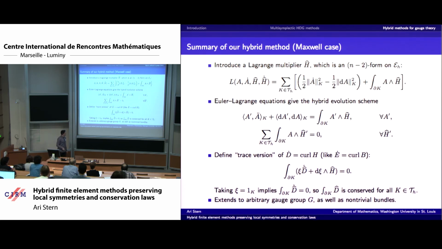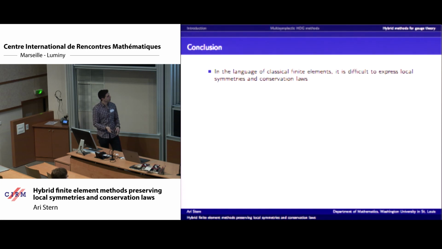Right, and this idea extends to arbitrary gauge groups, abelian or non-abelian, and we can also do non-trivial bundles by basically having gauge transformations that say how the interior of each element is sort of glued to its boundary into the neighboring elements.